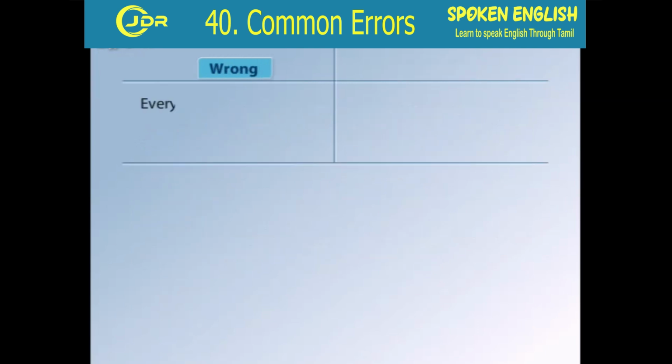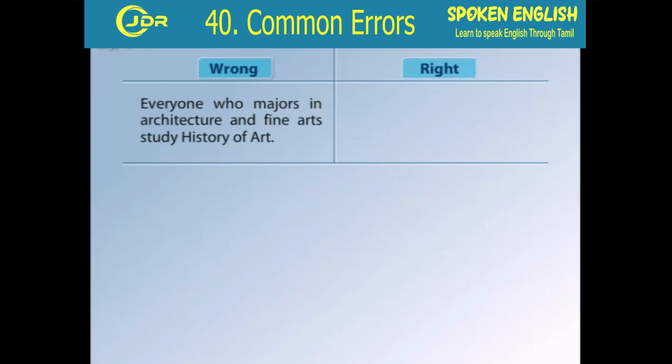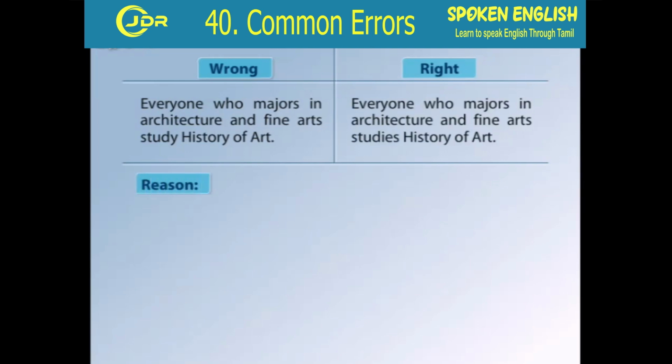Wrong. Everyone who majors in architecture and fine arts study history of art. Right. Everyone who majors in architecture and fine arts studies history of art. Reason: everyone is singular and hence the verb is singular.